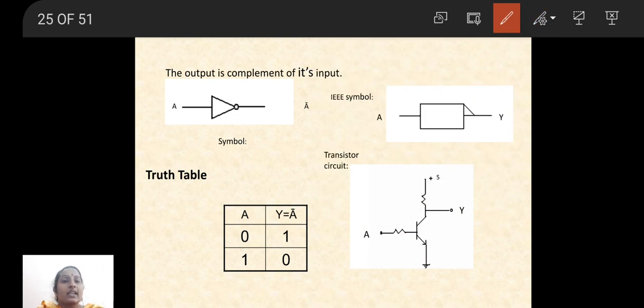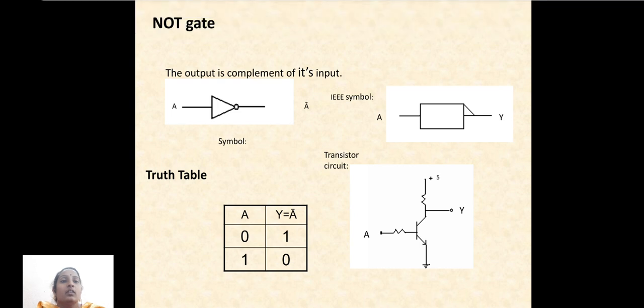If input is A, the output is A bar. That means if we apply 0, we are getting 1, complementing, inversing. If we apply 1, we are getting 0. So here the truth table is there. A is equal to 0, y is equal to A bar, that means 1. If A is equal to 1, finally we are getting A bar is equal to 0.